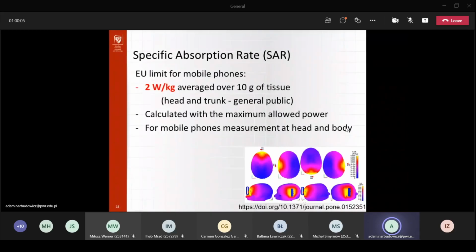So this is more for the case where you're not talking, but either you have your phone in the pocket or you're using data on your phone. And again, for both these cases, there are strict specific absorption rate limits in place. And again, it's not only for phones. So over here, it's just an example.